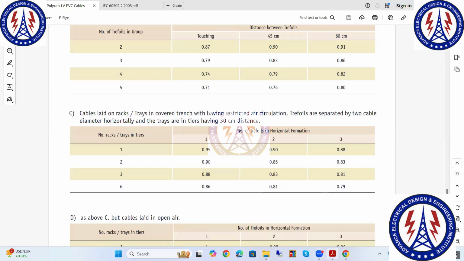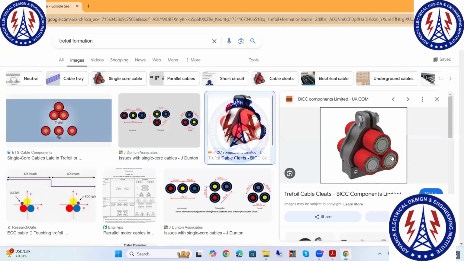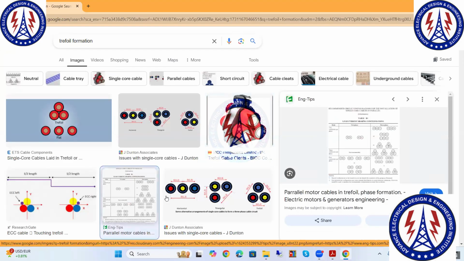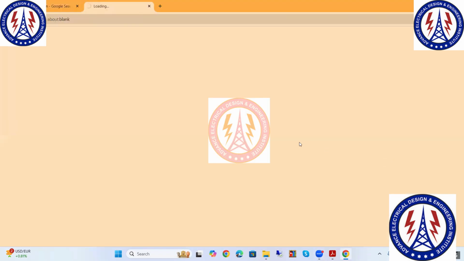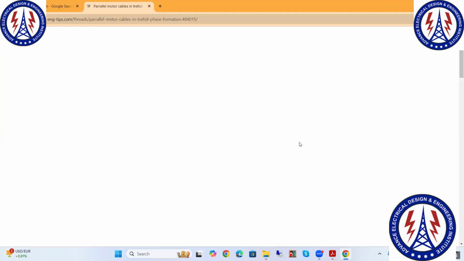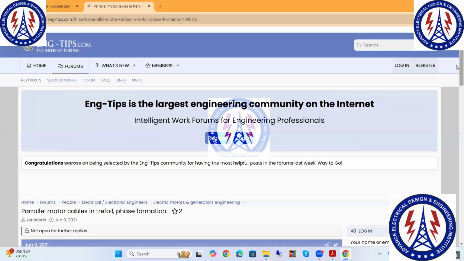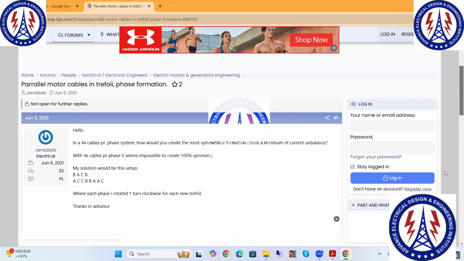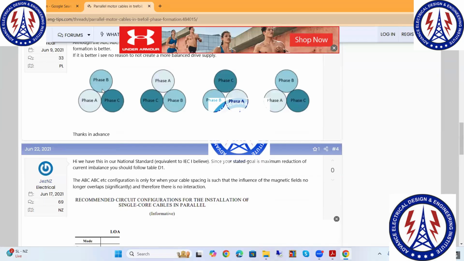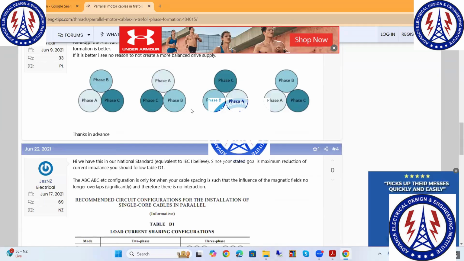Let me tell you once again what we are doing in this case. This is R, this is Y, this is B. This is one set. Like this, a second set will be used, R Y B, then again R Y B, then again R Y B. Suppose you are having 4 runs in each phase. Trefoil will be made, but it will be like this. Let me come to the picture. This is RYB, this is RYB. This is the first run, this is the second run, third run, and this is the fourth run. And this spacing is 2D.